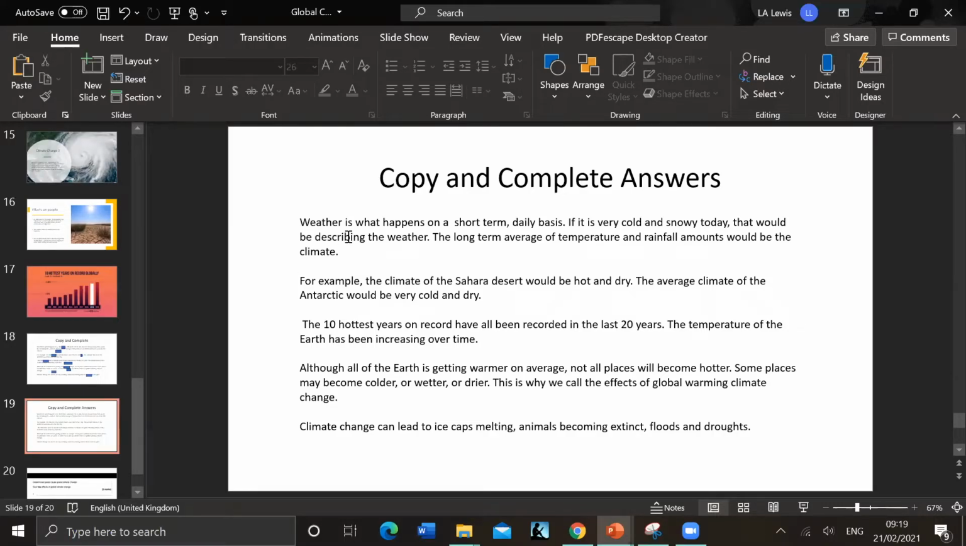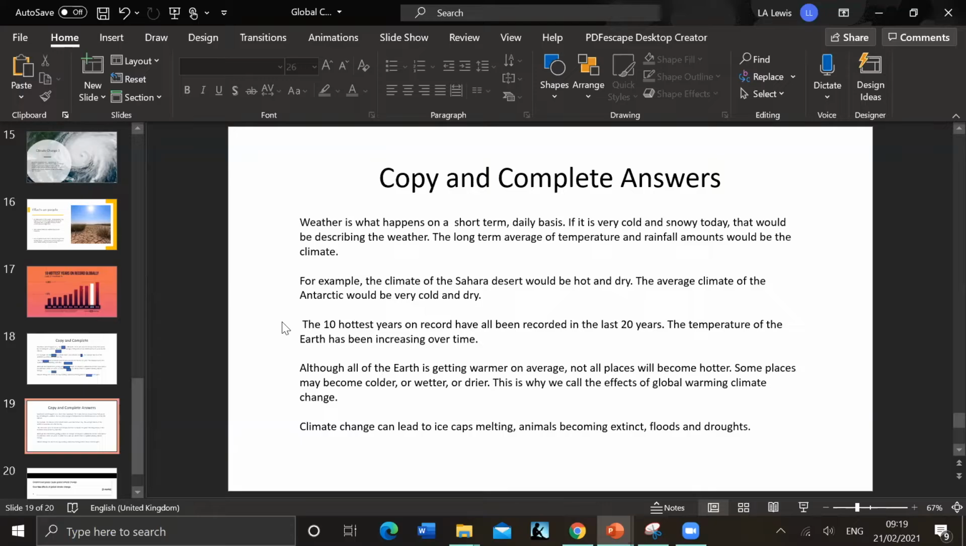So weather is what happens on a short-term daily basis. If it is very cold and snowy today, that will be describing the weather. The long-term average of temperature and rainfall amounts would be climate. So for example, as I said earlier, the climate of the Sahara Desert would be hot and dry. The average climate of the Antarctic would be very cold and dry. Okay, it doesn't snow very much down there, so I added that in a little bit because actually the Antarctic is classified as a desert because a desert doesn't have to be hot. Okay, it's just about its rainfall.